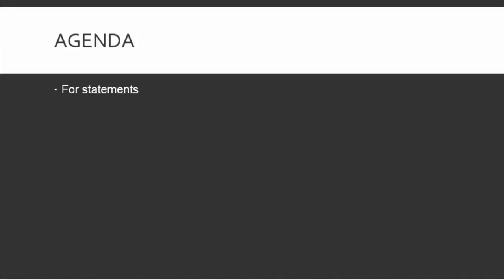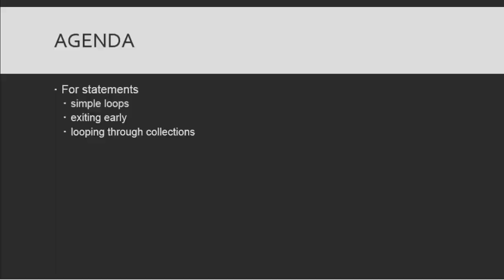Now we're basically going to break this conversation down into three different parts. We're going to talk about simple loops, we're going to talk about how we can exit a loop early, and then we're going to talk about how we can loop through collections. Okay, so let's go ahead and get started by learning how to do some simple loops in Go.